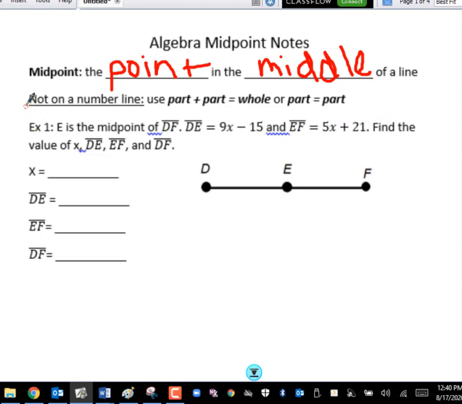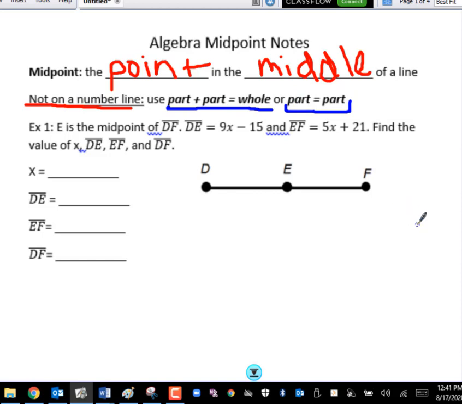But sometimes we're going to do it not on a number line. We're just going to have a picture, and they're going to tell us that a point is a midpoint, and we're going to have to write an equation. Last week you learned about segment addition, where we used part plus part equals whole to write an algebra equation with an x in it. But now since we are using a midpoint as well, you could use part plus part equals whole, or you could use part equals part.